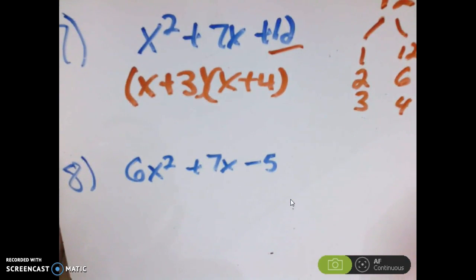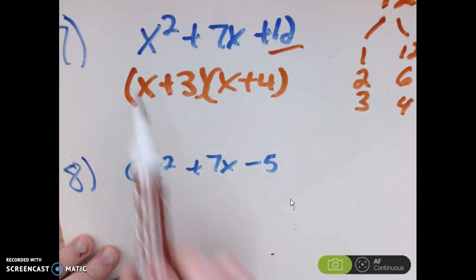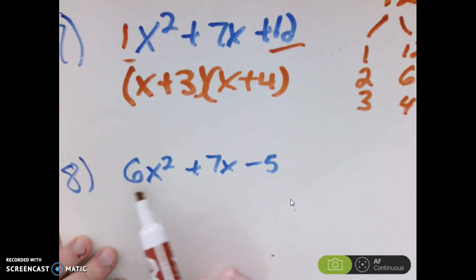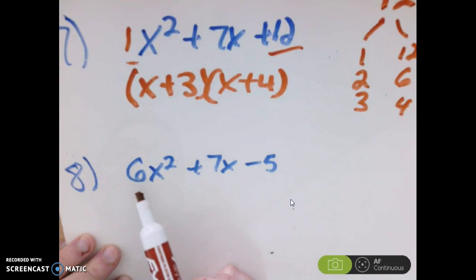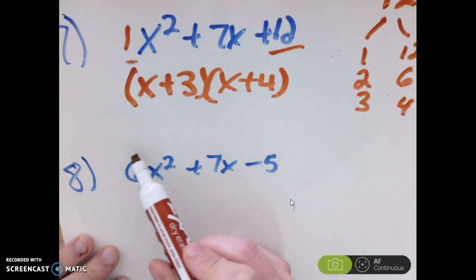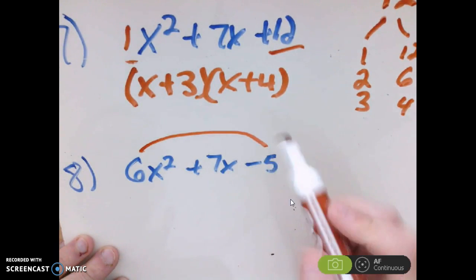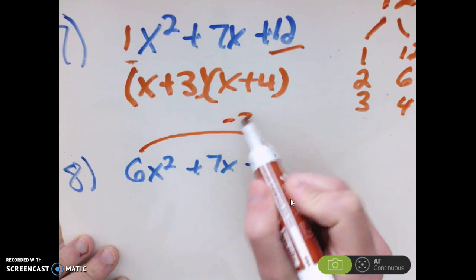But now I have this. If you look up here, we don't have any number in front of the x squared, so we know that it's a 1. Here we have a 6, so I have to do something a little bit different. My first step is to take my 6 and multiply it with my 5. I take my a value, multiply it with my c value, and I get negative 30.